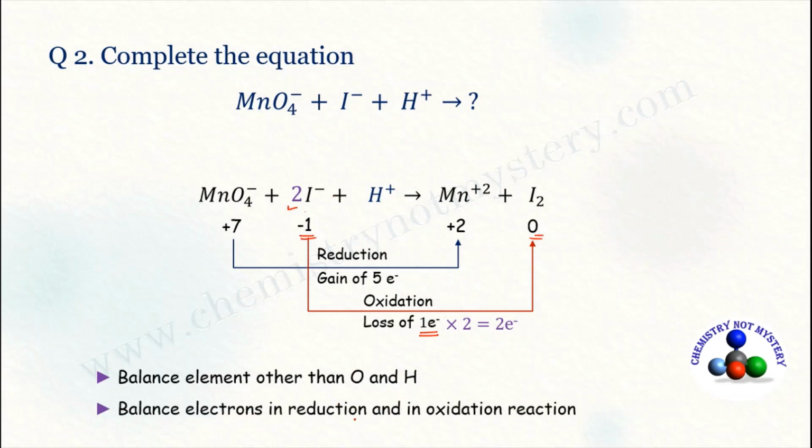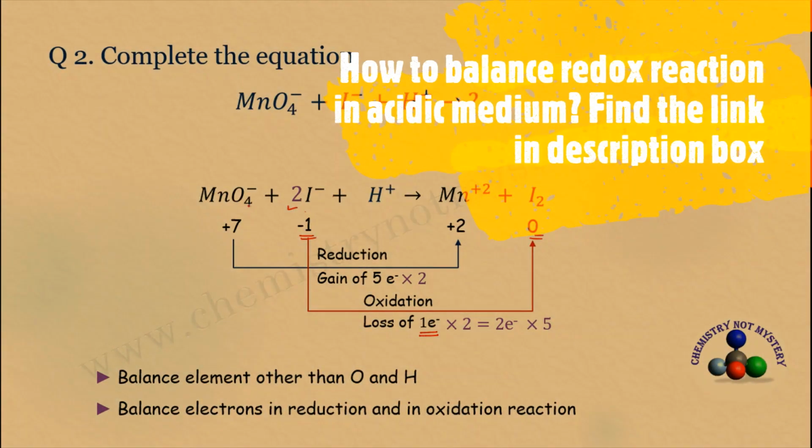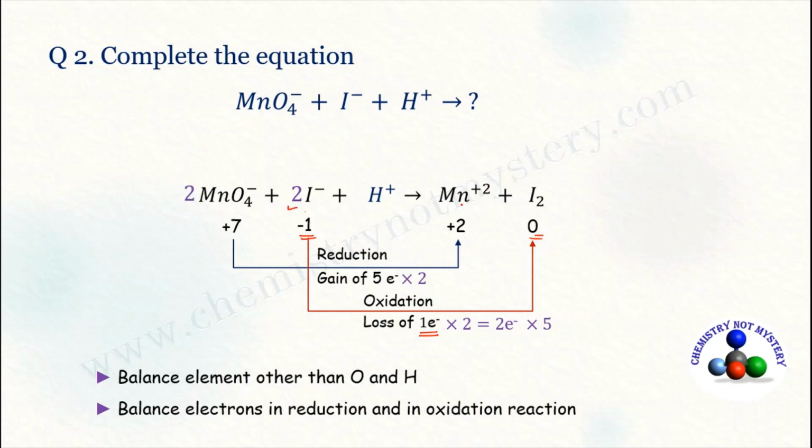Now balance the electrons in the reduction and oxidation reactions. In reduction there is a gain of 5 electrons, while in oxidation there is a loss of 2 electrons. So we will multiply the reduction reaction by 2 and the oxidation reaction by 5. In front of MnO4 negative we will write 2, and in front of Mn2 plus also we will write 2. Now multiply the oxidation reaction by 5. So here you will write 5, and when you multiply 2 by 5 you will get 10.